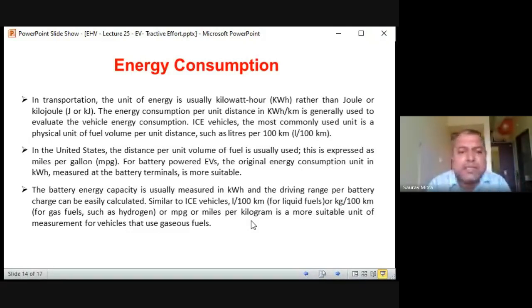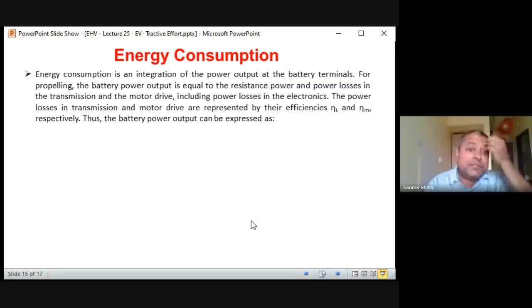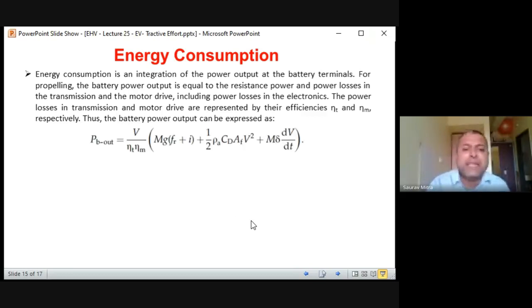So this slide is talking about nothing but the different units used for energy consumption. Energy consumption is an integration of the power output of the battery terminals. For propelling, the battery power output is equal to the resistance power and power losses in the transmission and the motor drive. This formula we have done quite a lot of times. Here, FR plus i: FR is the rolling resistance, and i is the gradability, which is also a resistance. So mg into (FR plus i) is the resistance, plus half rho A, CD, AF, as before, where CD is the drag coefficient and AF is the frontal area of the car.